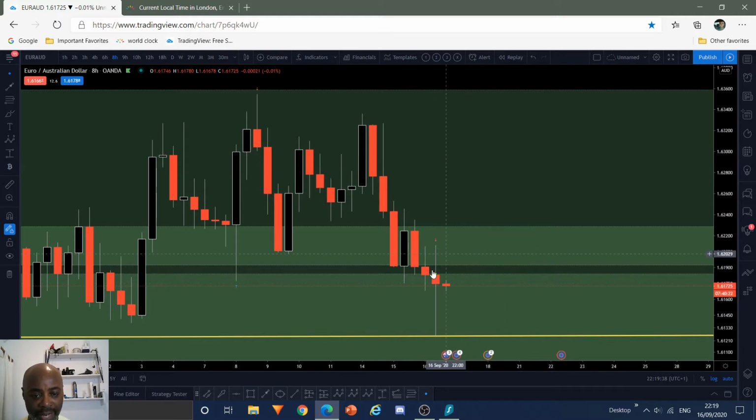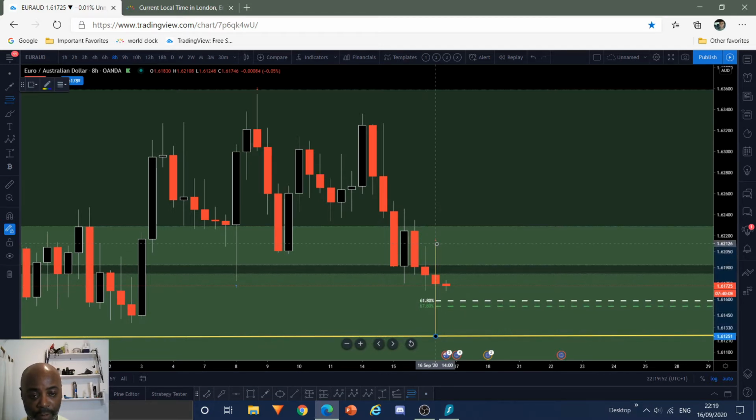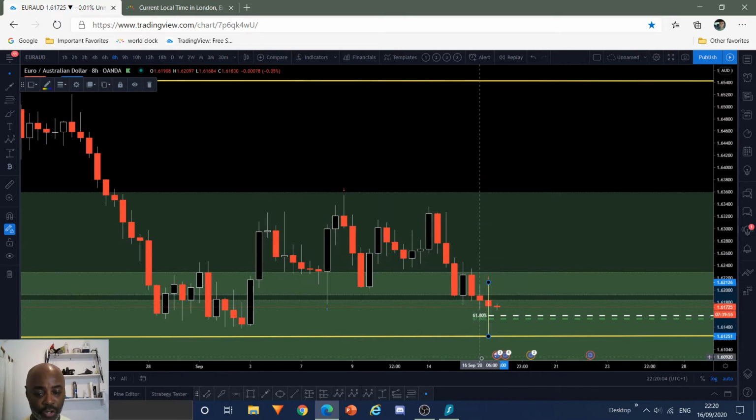I very rarely ever get in straight after a bar like that is printed, because I feel there's always some kind of a correction of that bar. So what I'm going to do is get my fib retracement. I'm going to take a fib retracement of that bar. All I've done is gone from the low of the bar to the high of the bar, and that's given me a 618, and that's where I'm going to place my entry, guys. So I'm going to place my entry there with a stop below the lows.